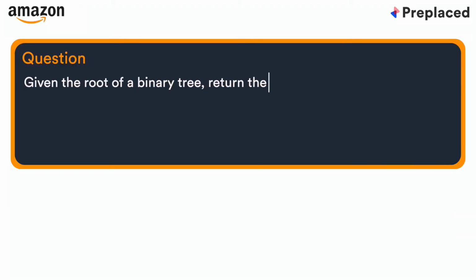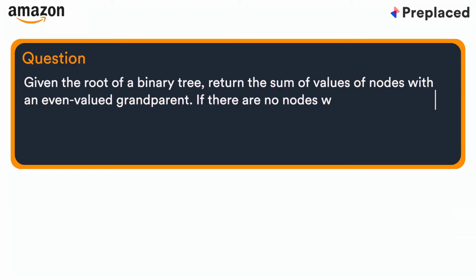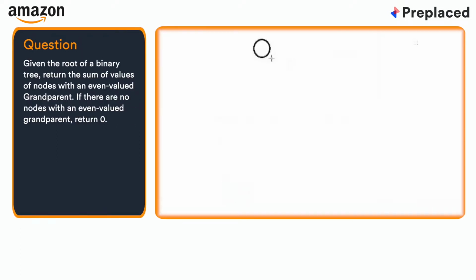Let me know if you've done this before so I can change the question. Given the root of the binary tree, return the sum of the values of the nodes with an even valued grandparent. If there are no values with an even valued grandparent, return zero. I don't think so. I have solved this before. Yeah, so that is your question. Let's just write it down, guys.